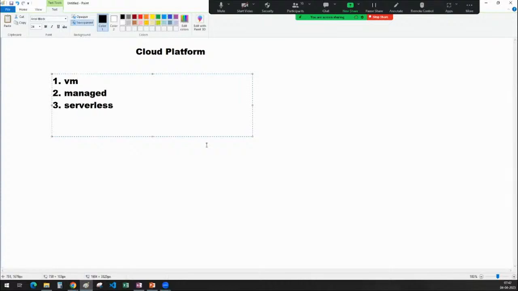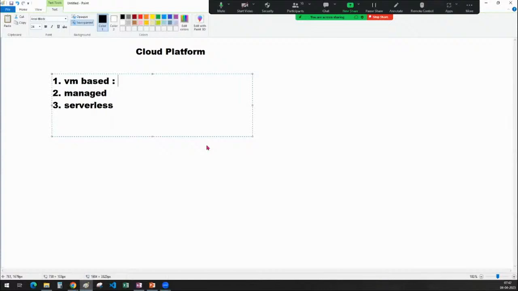People call it VM based. These are the three categories. If you go to any cloud platform, the services are categorized into three: VM based services, managed services or fully managed services, and serverless. What do you mean by that, sir?